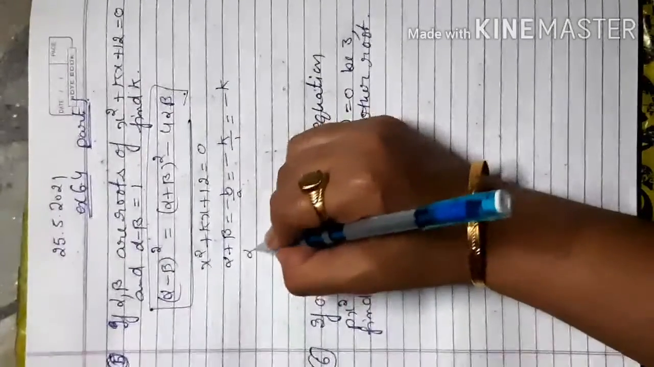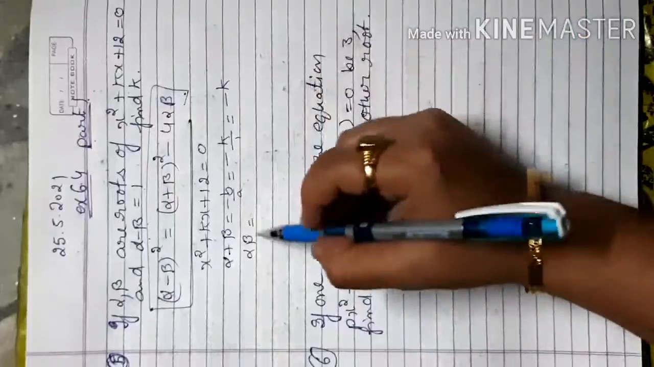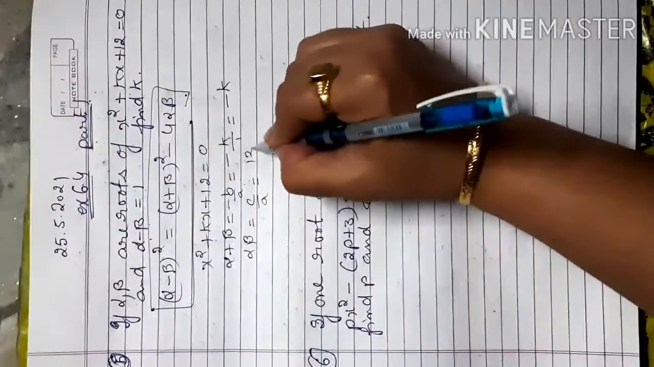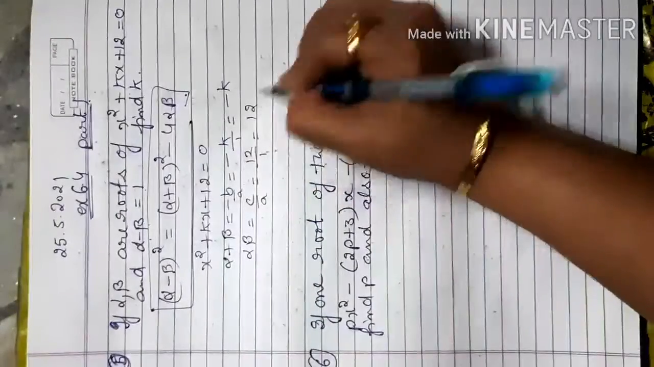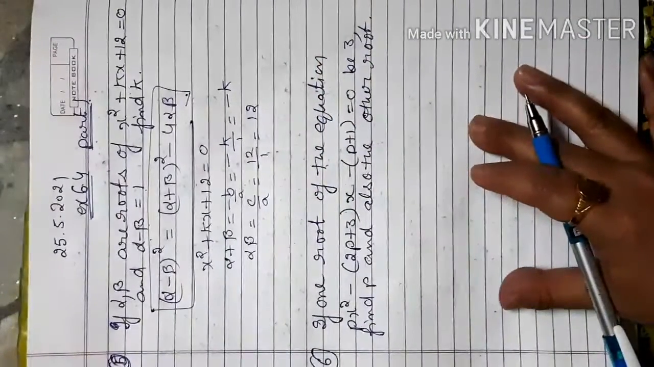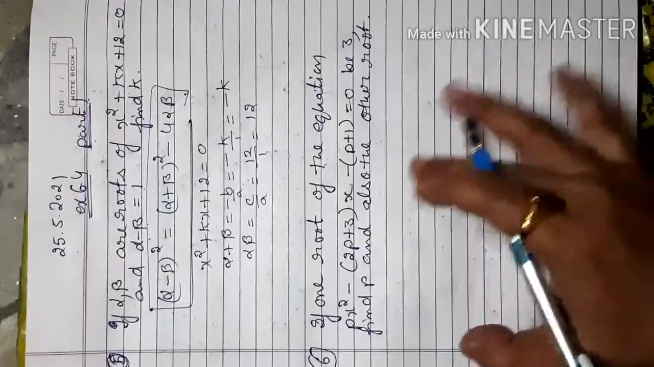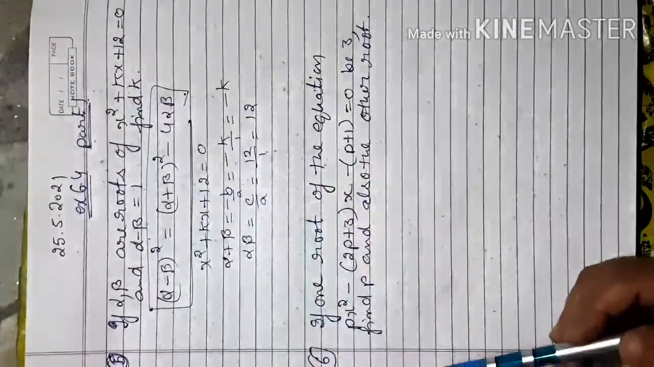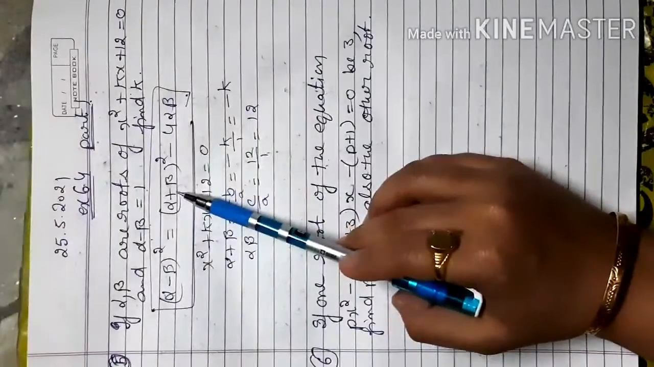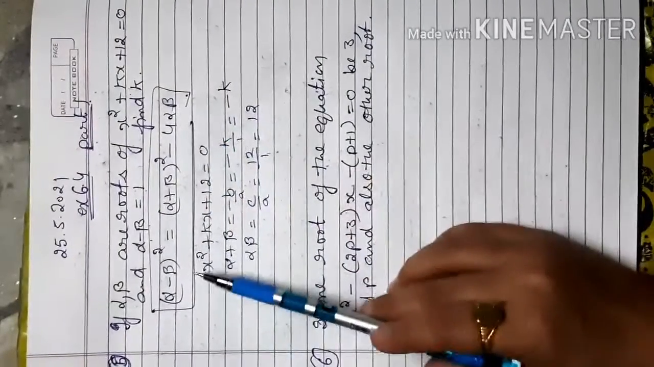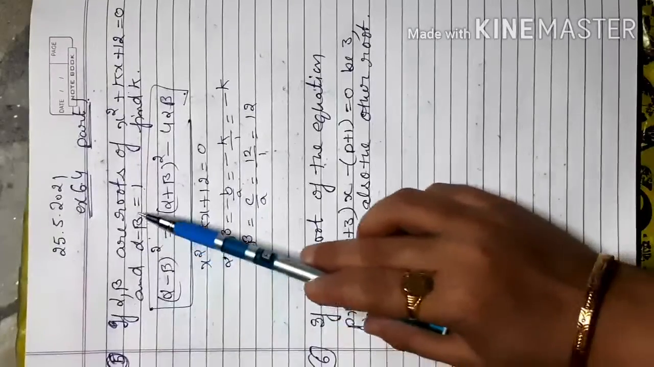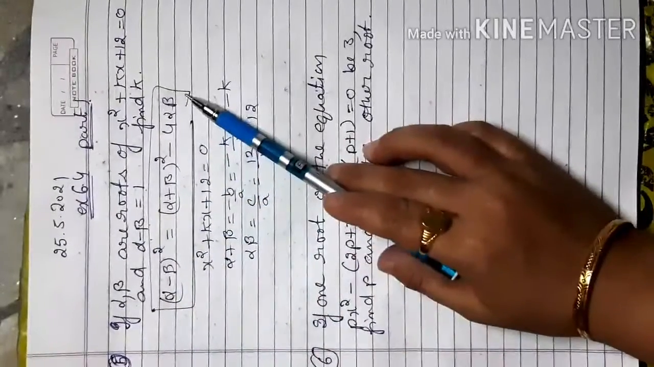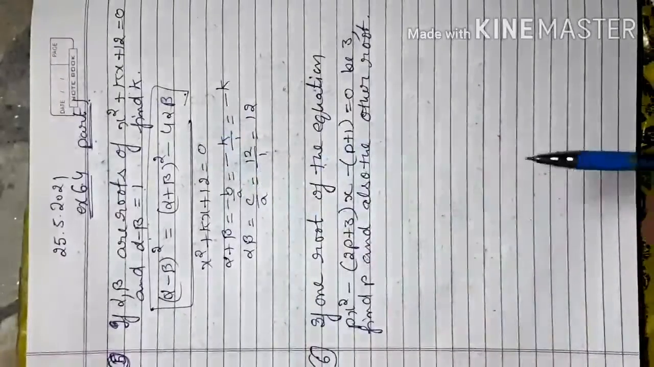Now let's see what is the product of roots. Product of roots is c by a. So the constant term is 12 and a is 1, so my product of roots is 12. Now I have given in my question alpha minus beta is equal to 1. I have the alpha plus beta value, I have the alpha beta value, and alpha minus beta is given in my question. So I apply the formula to find the value of k.